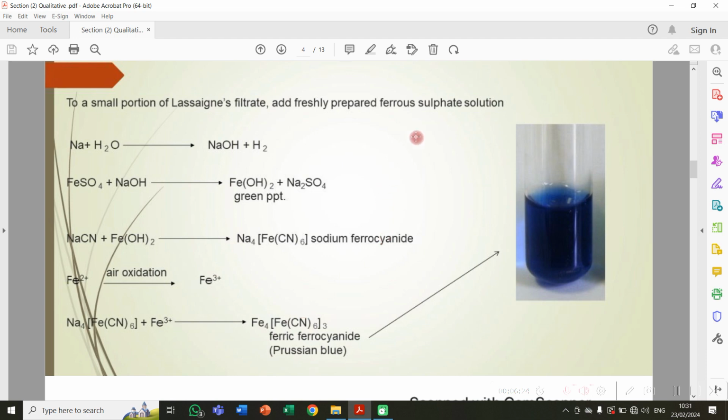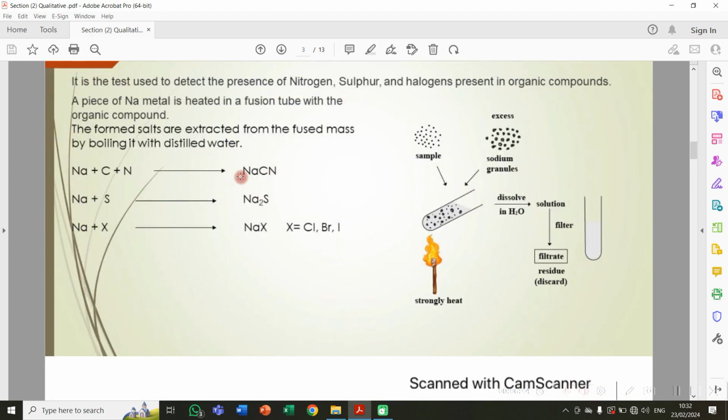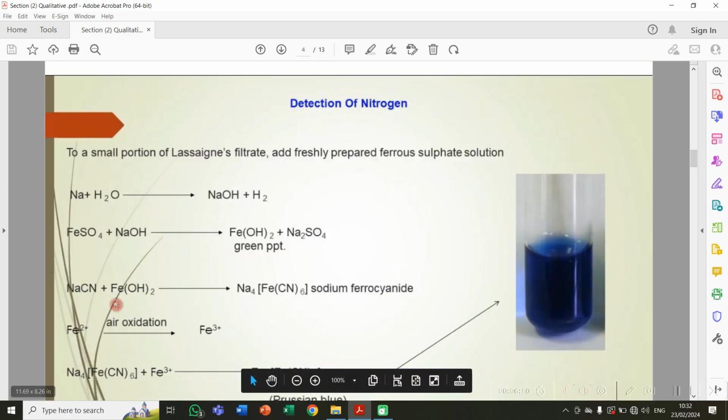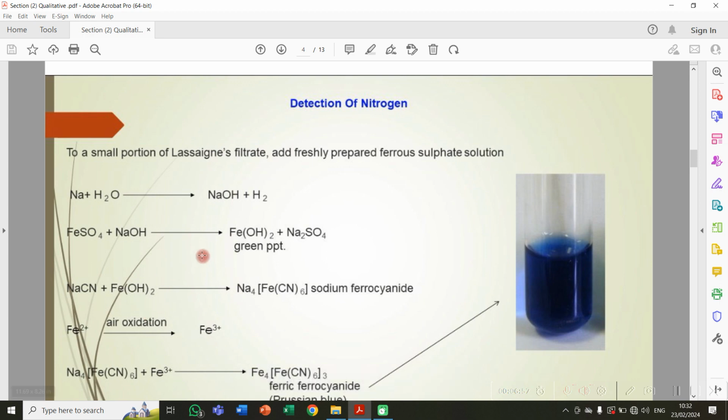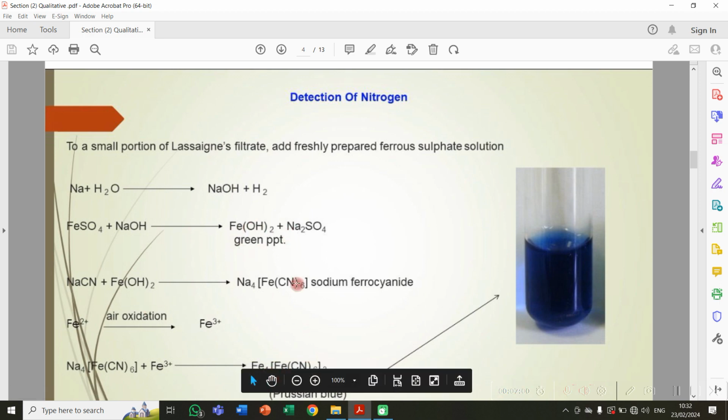So when I add the freshly prepared ferrous sulfate to my filtrate, if we see this Prussian blue color, this indicates the presence of nitrogen in my compound. But if this color does not appear, my compound does not have any nitrogen. So in the exam, when you detect the presence of nitrogen, you should write 6 equations. The first equation is sodium plus carbon plus nitrogen gives sodium cyanide, and then we write those 5 equations. They should be studied very well, especially the color of the products.